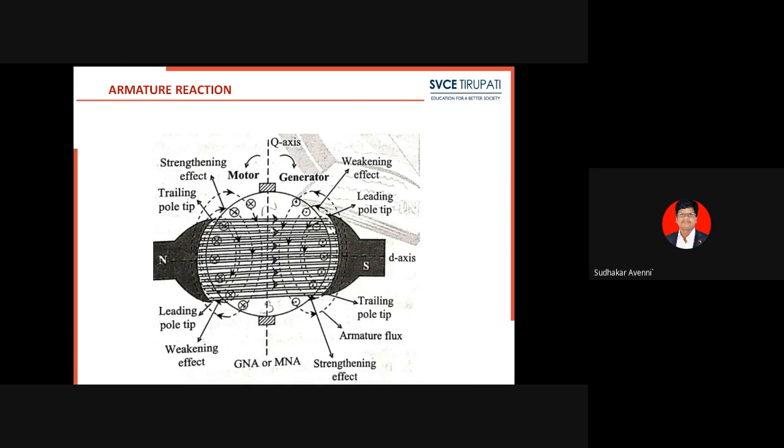What is meant by the resultant flux here? Under no load condition, only main field flux is there. Under loaded condition, there is main field flux as well as armature flux. Because of these two, there will be development of resultant flux. The MNA is always perpendicular to the resultant flux.